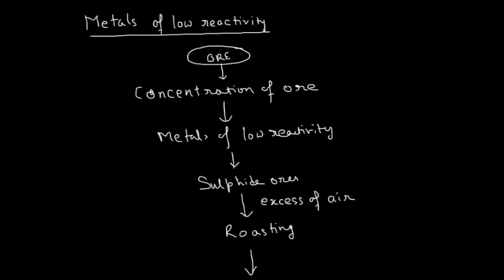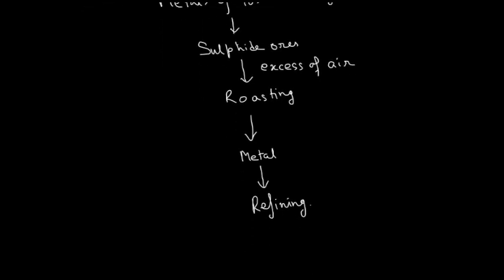Now in this case, metals of low reactivity. First we do concentration of the ore, then we find that the metal is of low reactivity, and we get sulfide ores. Then we do roasting in excess of air. Since they are low reactive metals, oxides are not formed, it directly gives the metal. And the last step is refining.